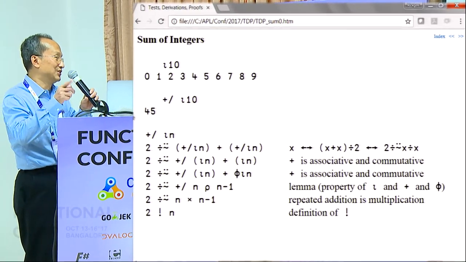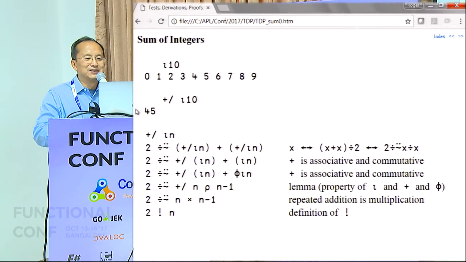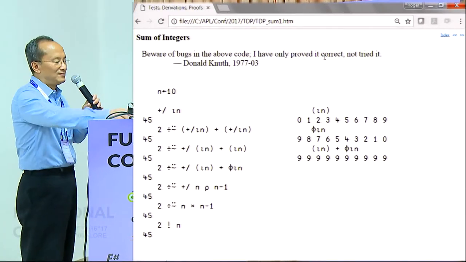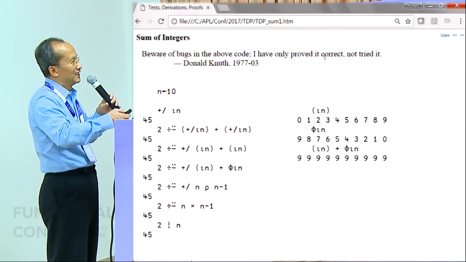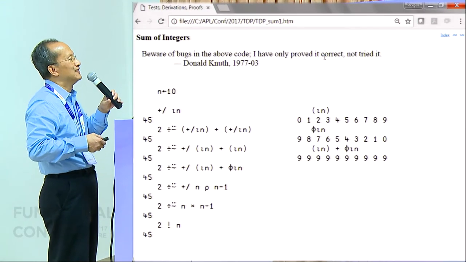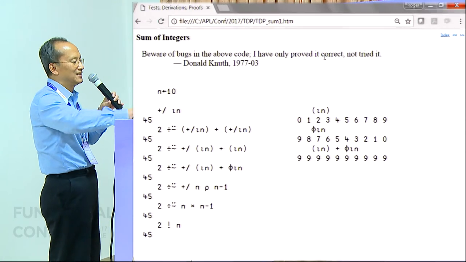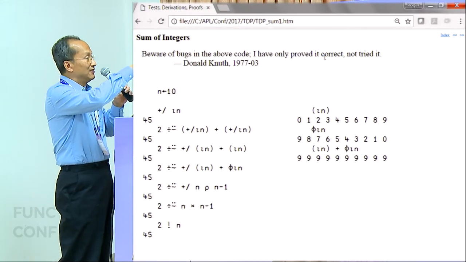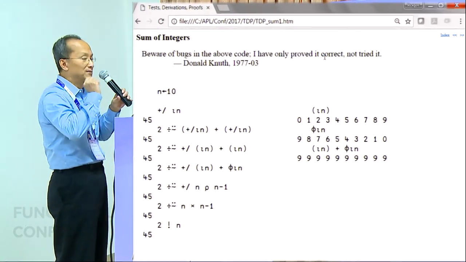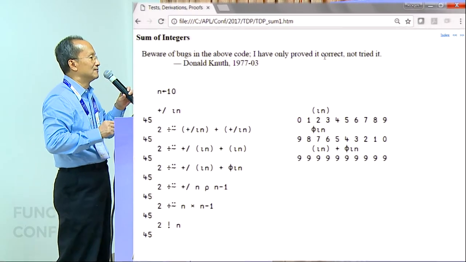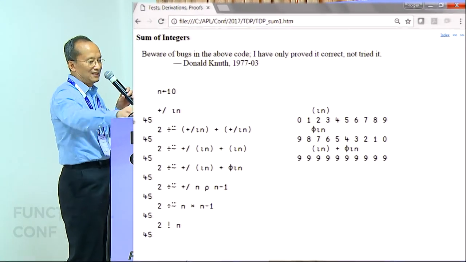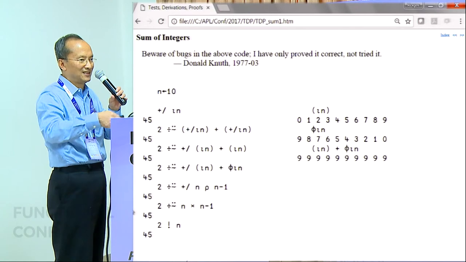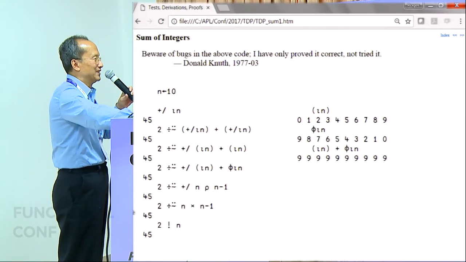Which brings up a good intro to the next slide, because Knuth says, beware of bugs in the above code. I've only proven it correct, but not tried it. So obviously, I've not tried the annotation on the previous slide. But here, because all the expressions are executable, you can type them into the computer and check that at least they give the same result, and then avoid embarrassments such as what Morten just pointed out.